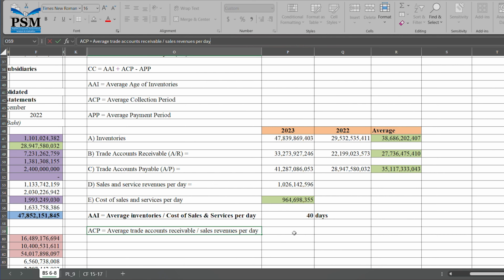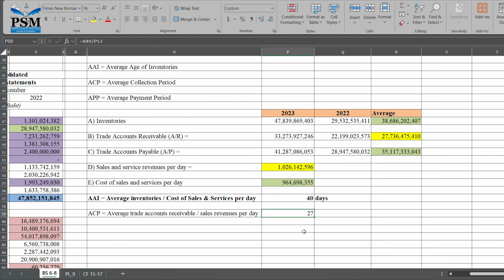We have all the numbers. We have already prepared the data. This is the average account receivable, row number C, and this is the sales per day. So we take these two numbers, we highlight them so that they match. These are the two numbers we will use to calculate the collection period, equal average account receivable divided by the sales per day, 27 days. It takes the company on average 27 days to collect cash from the customers.